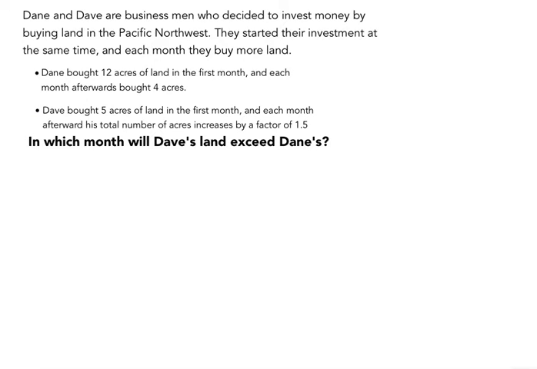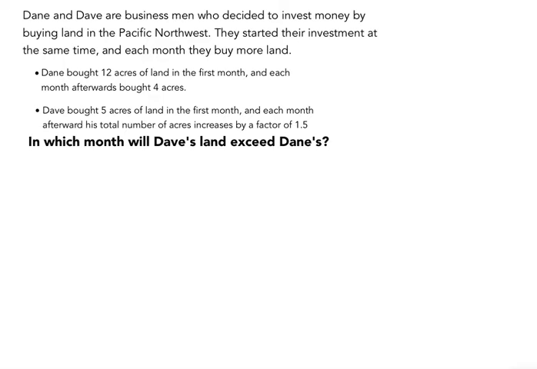So in this video, I'd like to go over how to compare a linear function versus an exponential function over time. And the problem that we're given tells us that Dane and Dave are businessmen who decided to invest money by buying land in the Pacific Northwest. They started their investment at the same time, and each month they buy more land.